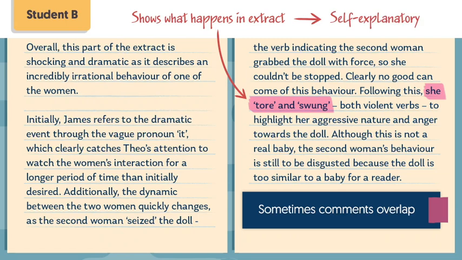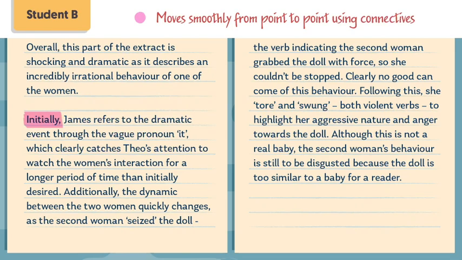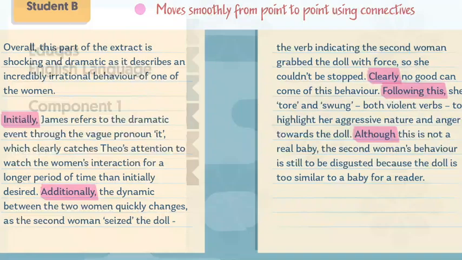Overlap is good. Throughout, this student shows that they fully understand the events and characters, moving smoothly from point to point using the connectives initially, additionally, clearly, following this, and although. It reads effortlessly. We'll leave it there.